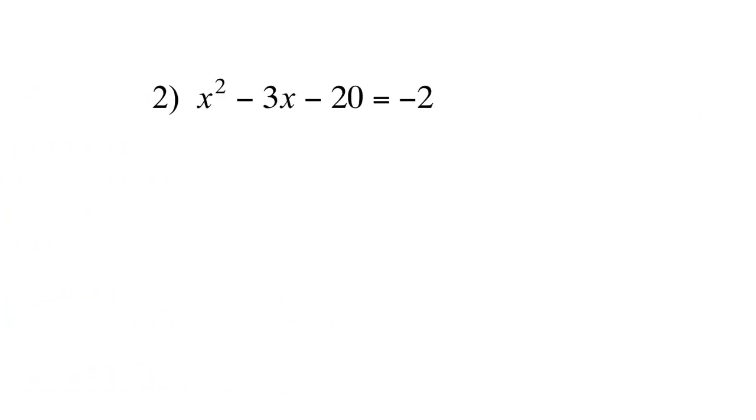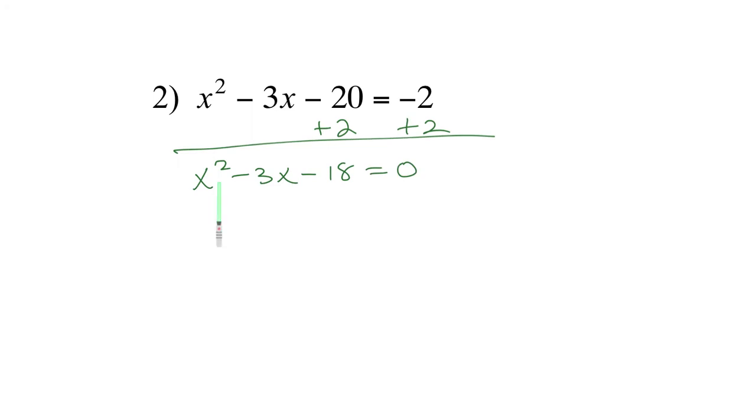Let's see number 2. Again, I'm going to start by adding the 2 on both sides. So that means that I got x squared minus 3x minus 18 equals 0. Again, it's in standard form. I have the 0 on one side. I don't have a common factor. And my leading coefficient is 1.